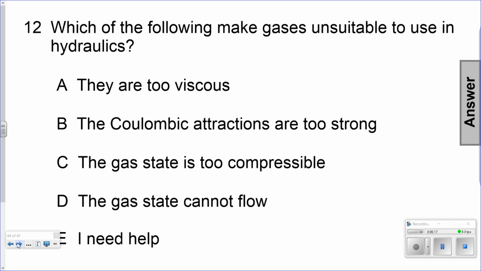Which of the following makes gases unsuitable to be used in hydraulics? So hydraulics is using water to push large things, grab a hold of things. Hydraulics is used in different machinery to move big things.